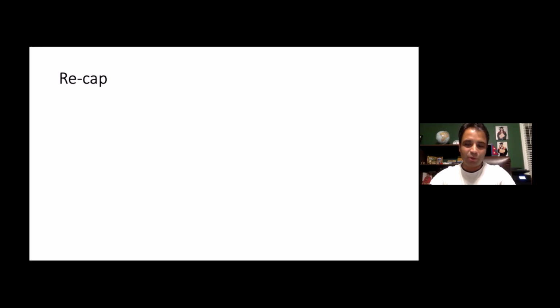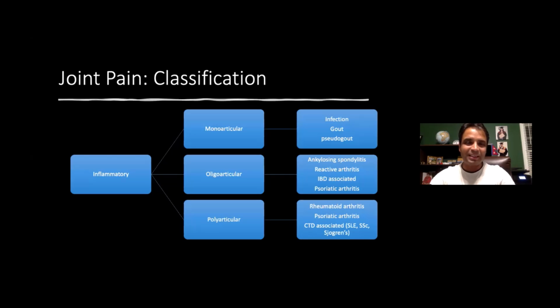Now, I gave you an overview, so I'm just recapping what we quickly discussed. We characterized joint pain into 2 forms: one was inflammatory, and the other one was non-inflammatory. In the inflammatory, we talk about monoarticular, oligoarticular, and polyarticular. In monoarticular, infection, gout and pseudogout are the most common. In oligoarticular, we talk about ankylosing spondylitis, reactive arthritis, IBD associated, and psoriatic arthritis. In the polyarticular form, rheumatoid arthritis is one of the common ones, psoriatic arthritis, and the connective tissue disease related arthritis that includes lupus related arthritis, scleroderma, or Sjogren's.